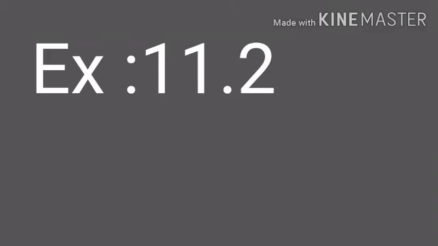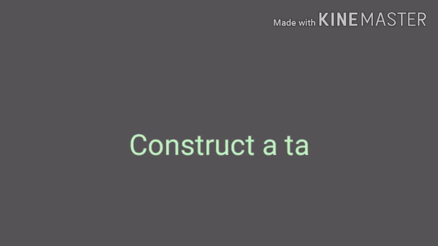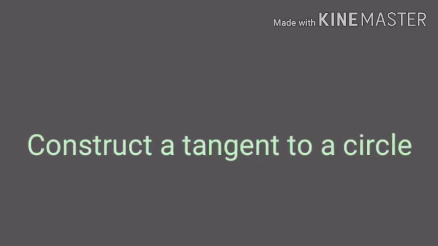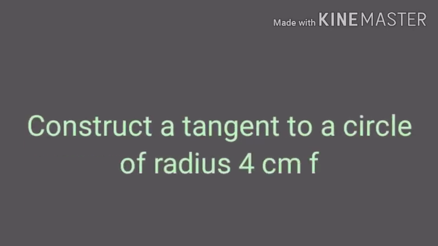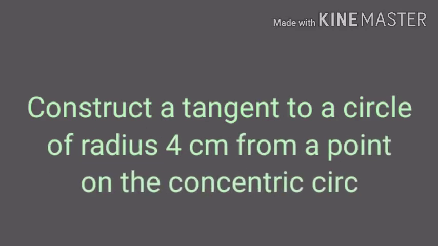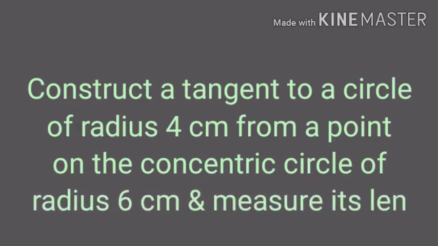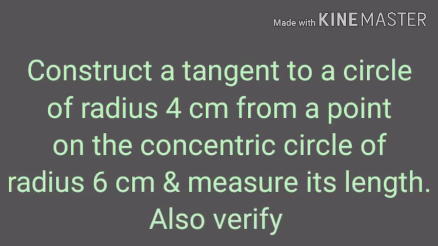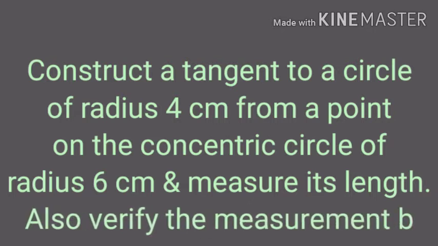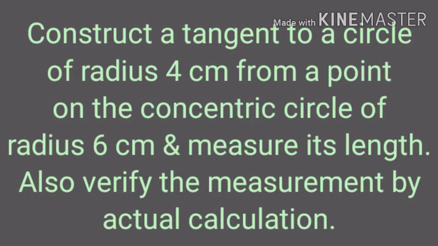Now exercise 11.2 question number 2. Construct a tangent to a circle of radius 4 cm from a point on the concentric circle of radius 6 cm and measure its length. Also verify the measurement by actual calculation.